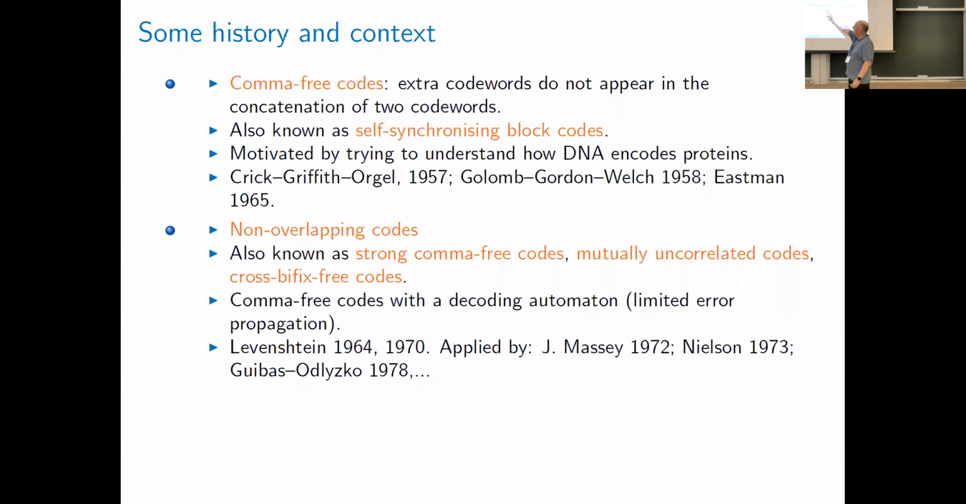So they're a comma-free code with some sort of extra property. It's got a decoding automaton. And these were introduced, again, quite early. They were introduced by Levenshtein in 1964, hence that construction 1. And he came back to it in 1970, and they've been applied by various people. Jim Massey in the 70s, Nielsen, Gribas and Oglivsko, that's to do with pattern matching, these kinds of things. You can see that they're useful for synchronization applications.